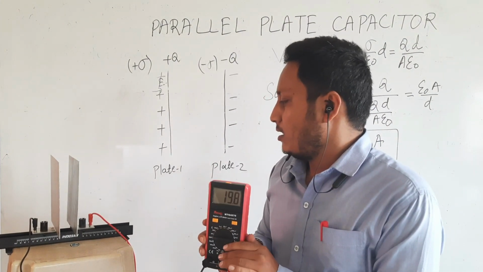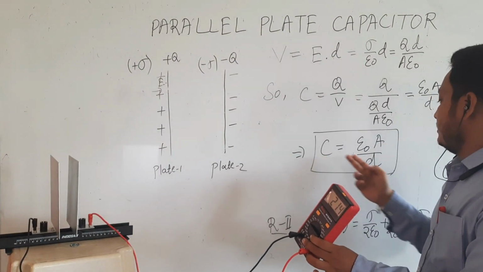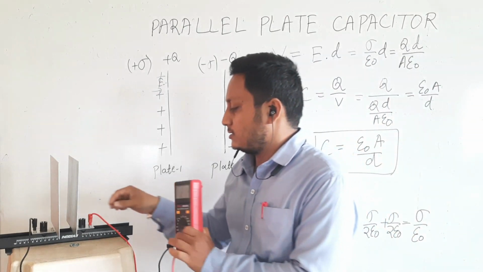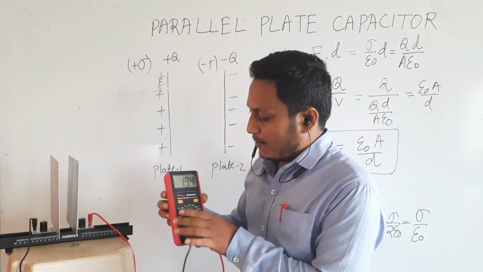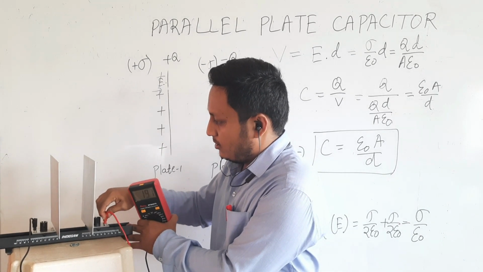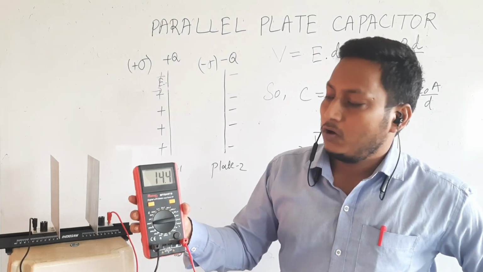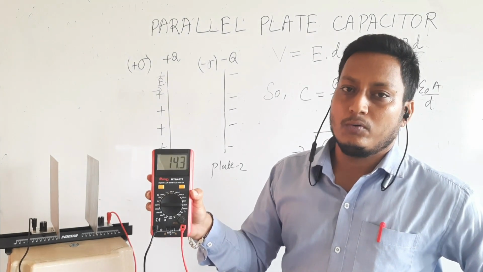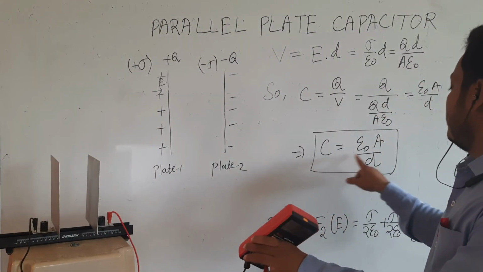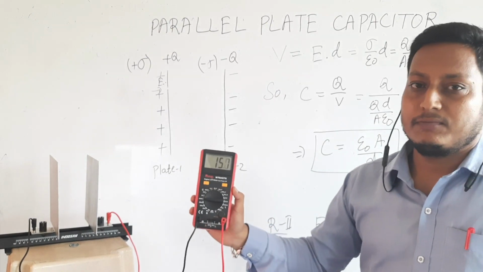Now you can see from the expression that capacitance is inversely proportional to distance. Suppose I increase the distance, what will happen? Definitely the capacitance value will decrease. So let me increase the distance between the plates. Now the value decreases to 14.2. So we confirm that capacitance is inversely proportional to the distance of separation between the plates.